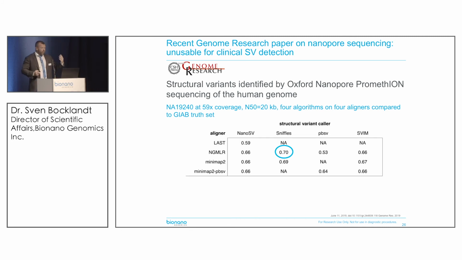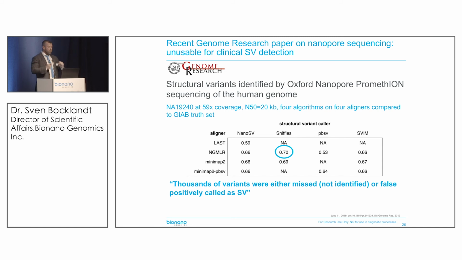And they used this F variable, this F measure, which is the average of the sensitivity and the precision, so really the positive predictive value of these SV calls. And there's a lot of numbers here. I circled the best one, 70% of this combination of sensitivity and precision. The Bionano number of that variable is about 95%. So now, I'm just quoting from this paper. That means that there were thousands of variants that were missed and thousands of false positive called as SVs.